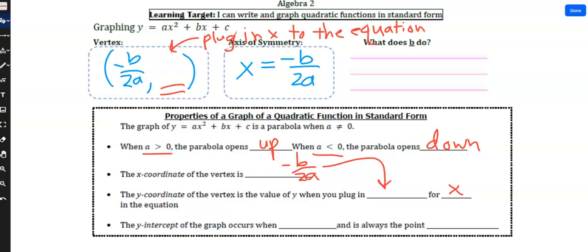The y-intercept occurs when x equals 0 and is always the point (0, blank). You know the x value is always 0, but you have to plug in a 0 to find the y value that goes with it. Now, in this particular question, guess what? This number is always going to be the c value. That means it's at the end of the standard form of the equation of a parabola.